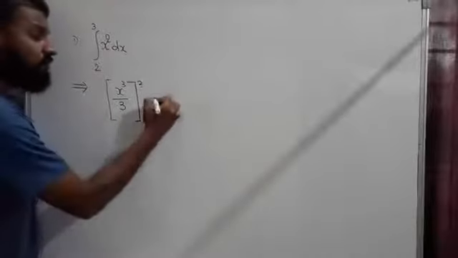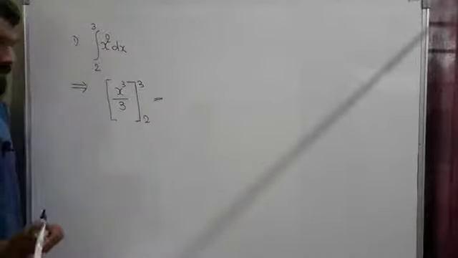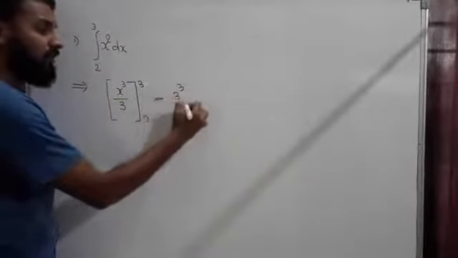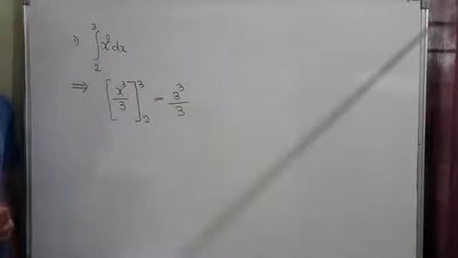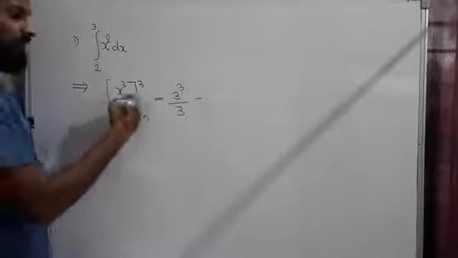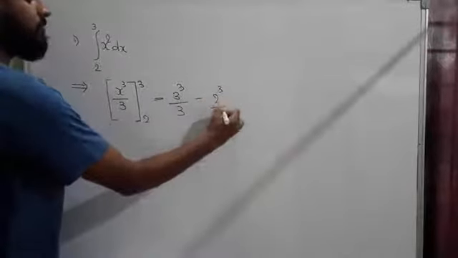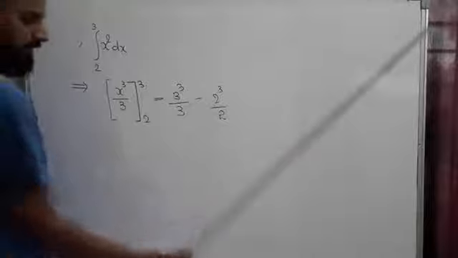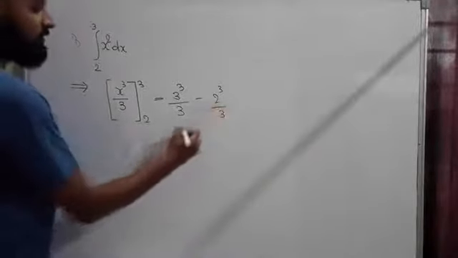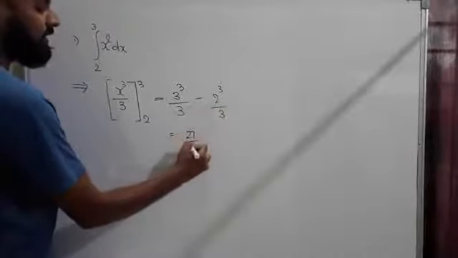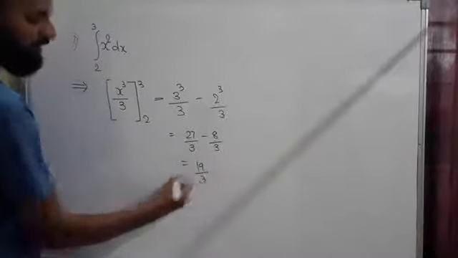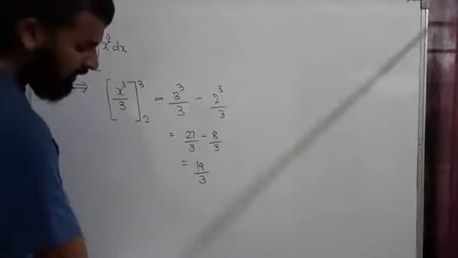So this is equal to, what should I do? I should replace x with the upper limit first. That will be 3 cube divided by 3. I have substituted the upper limit in place of x, minus the lower limit substituted in place of x. So this will be 2 cube by 3, not 2. Only x must be replaced, my dear friends. So this will be 27 by 3 minus 8 by 3, which is equal to 19 by 3. That will be our answer.